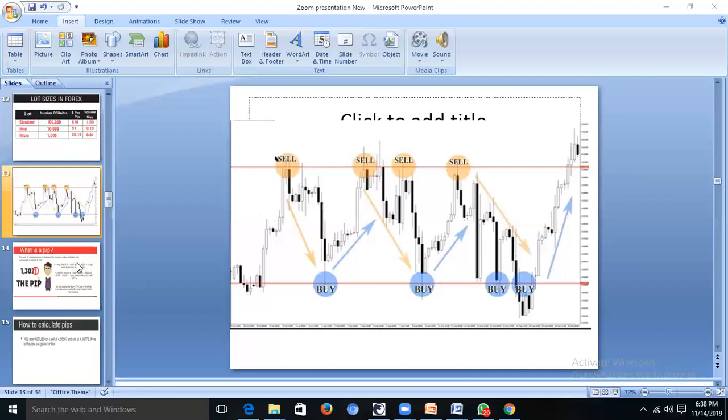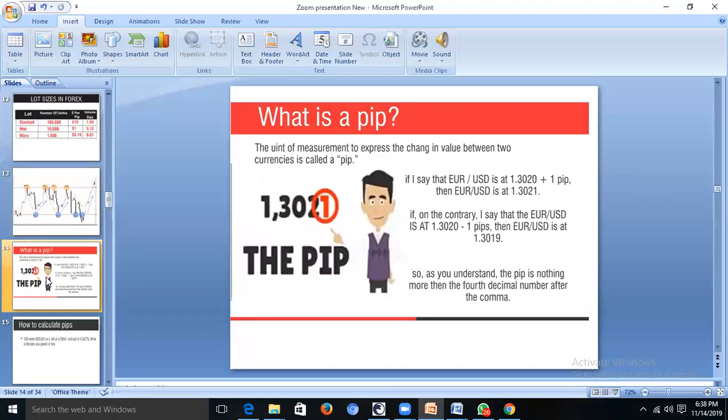All right. Now let us talk about one important topic here, the pip. Like I told you, the pip is the measurement of the movement of the market. Now, how do we calculate this pip? Once there is an alert or a signal sent to you, the first thing you should do as a trader is to calculate the number of pips involved in that take profit and in that stop loss. If you learn how to calculate pips, you can use that to manage your risk. So now, how do we calculate pips?